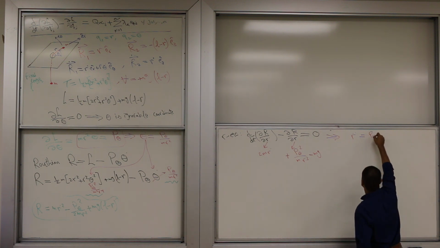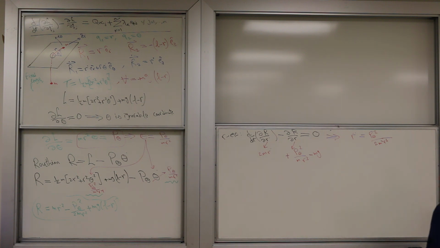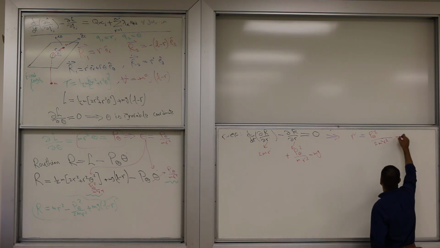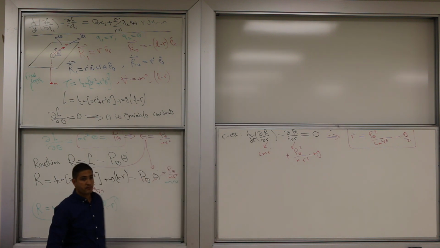So this is P theta squared over 2m squared R cubed, right? Minus m minus u over 2. Okay? You got a very nice equation.